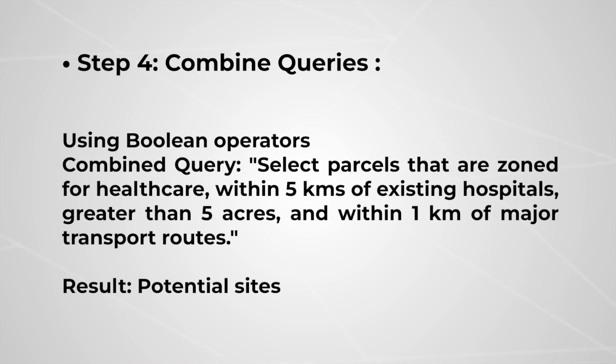All these multiple queries can also be combined. To combine the queries, we can use different methods, maybe like Boolean operators. For example, the combined query can be: select parcels that are zoned for healthcare, within 5 kilometers of existing hospitals, greater than 5 acres, and within 1 kilometer of major transport routes. So this is combining the three queries.